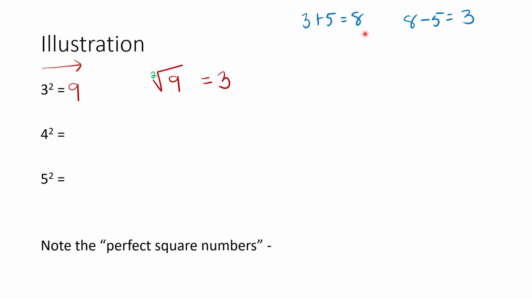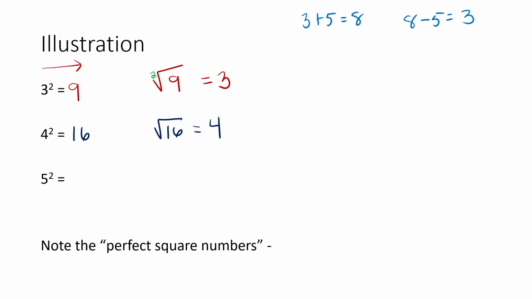Adding does one thing, and then subtracting undoes it and goes backwards. Well, squaring does one thing, and then the square root here does the backwards thing and brings you back to where you started. It's actually called an inverse operation. 4 squared is 4 times 4, that's 16. And then the other direction would be the square root of 16 is 4. And so you end up back at that 4 again.